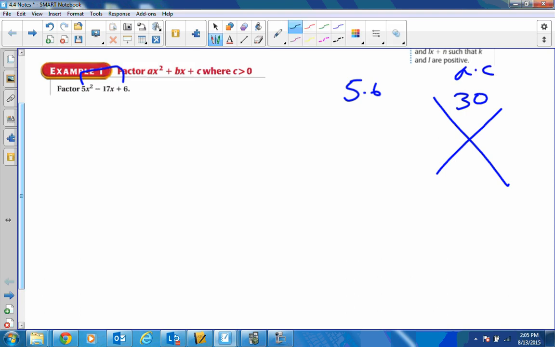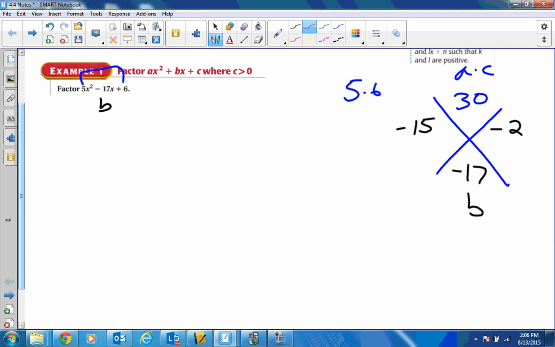We want factors of ac to add to b, which is negative 17. So what two numbers multiply to get 30 and add to negative 17? Well, that would be negative 15 and negative 2. Negative 15 times negative 2 is 30. Negative 15 plus negative 2 is negative 17.